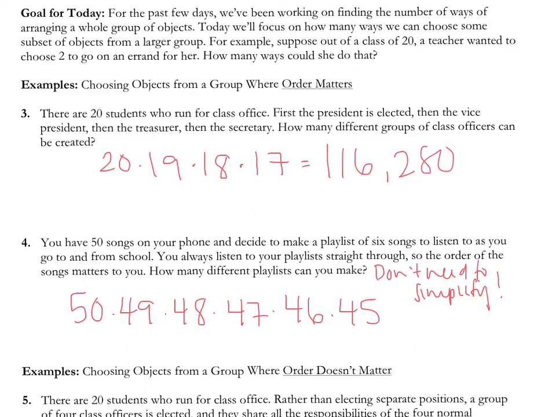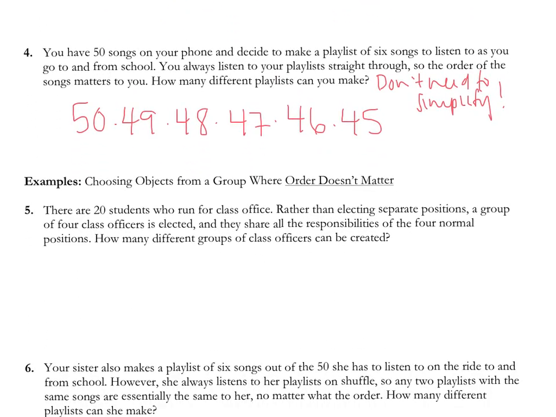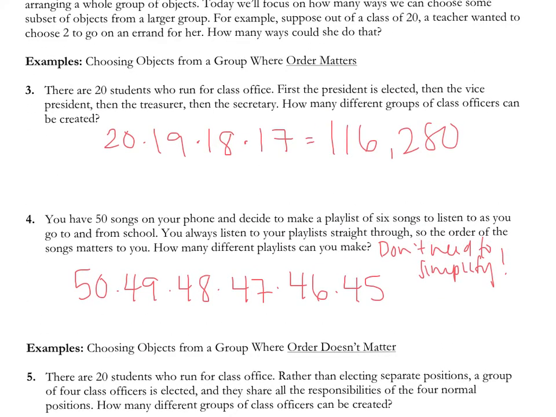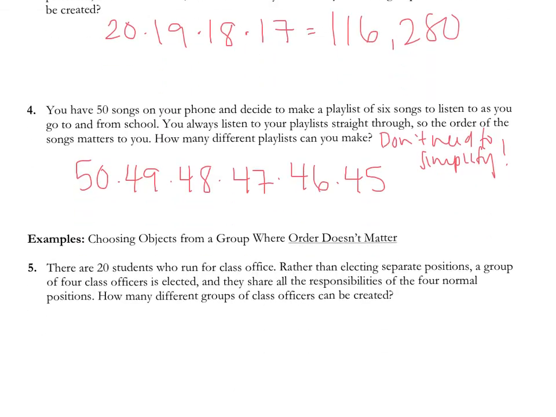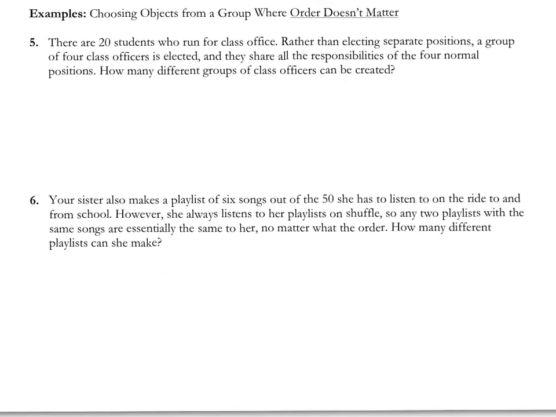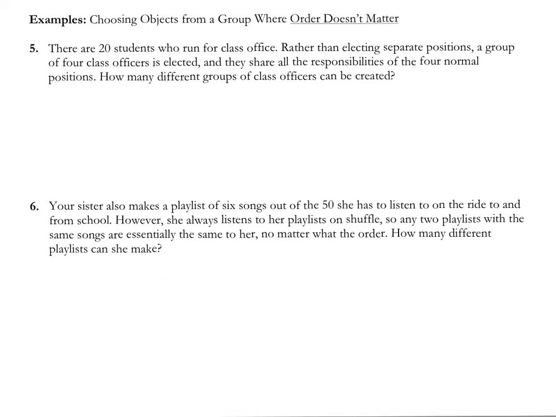Now, let's look at some slightly different examples. So here's a different kind of problem. So instead of 20 students who run for office, and first we pick a president, then vice president, then treasurer, and so on, let's look at a different kind of problem. So in this problem it says, again, there are 20 students who run for class office. Rather than electing separate positions, a group of 4 class officers is elected and they share all the responsibilities of the 4 normal positions. How many different groups of class officers can be created?